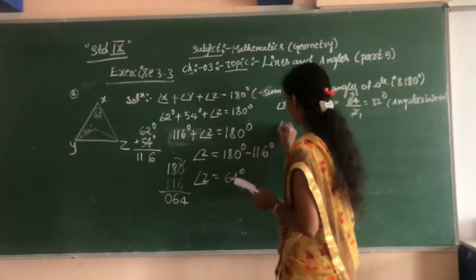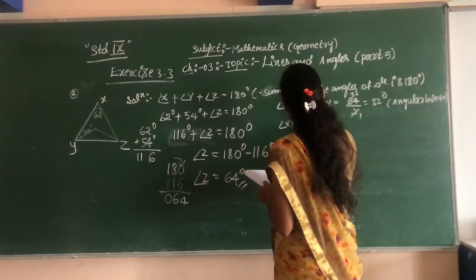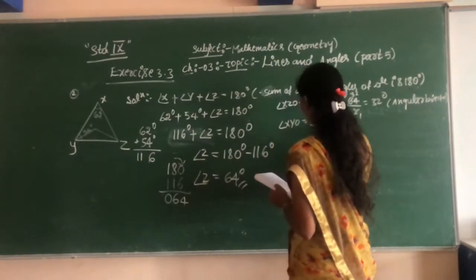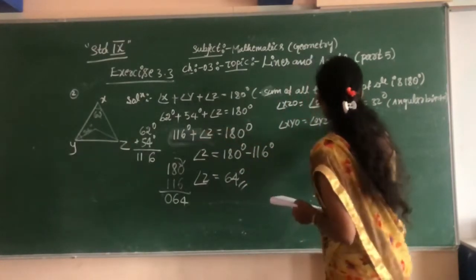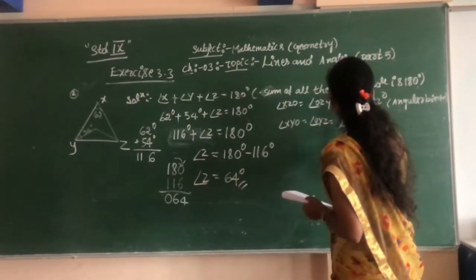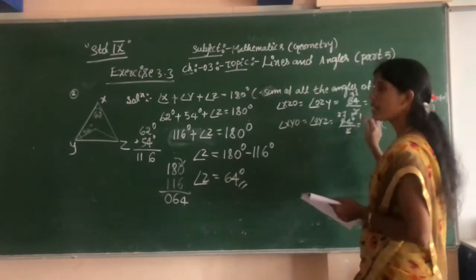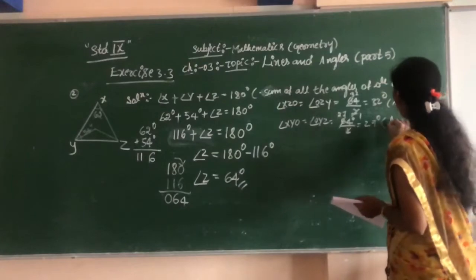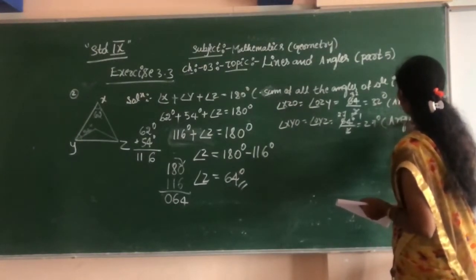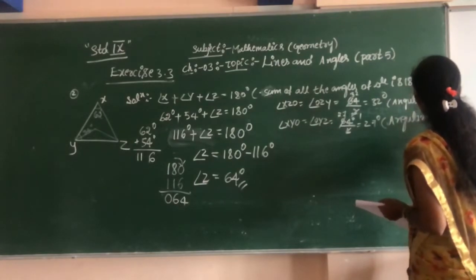Okay. Now next, angle XYO is equal to angle OYZ is equal to 54 degrees. Where is that 54? Here. Y value 54 degrees by 2: 2 ones are 2, 2 twos are 4, 2 sevens are 14, so 27 degrees. Why? Because this is also an angular bisector. Okay children, now we got it.